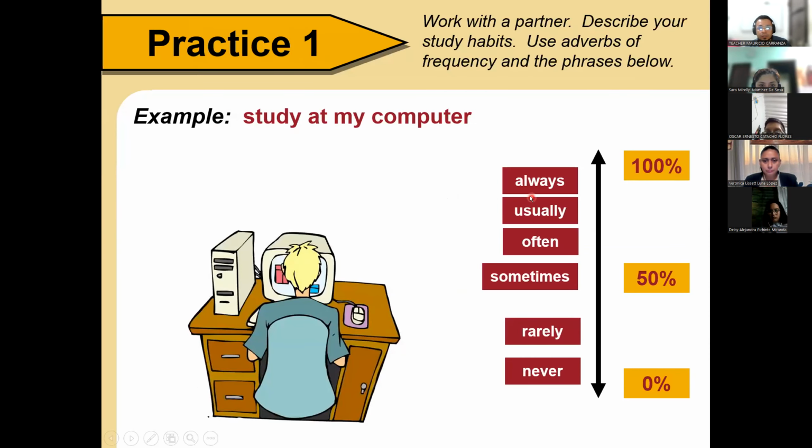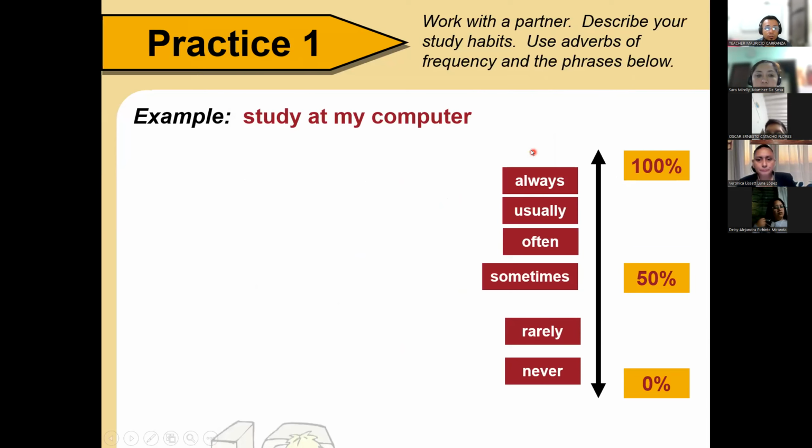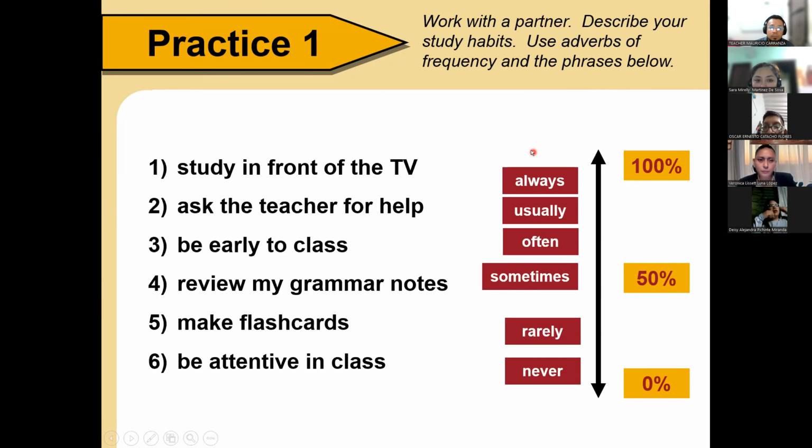Okay, it says work with a partner, describe your study habits, use adverbs of frequency or the phrases below. So it says, I study at my computer. I sometimes study at my computer. So use the phrases and create a couple of sentences. In the case of number one, what sentence can we create? Study in front of the TV.